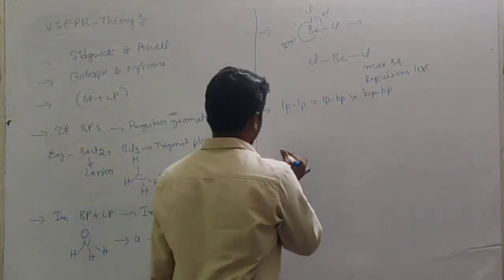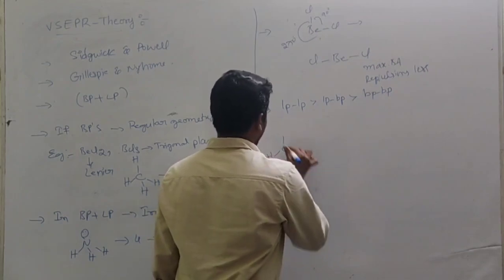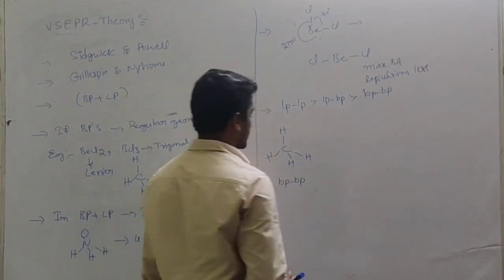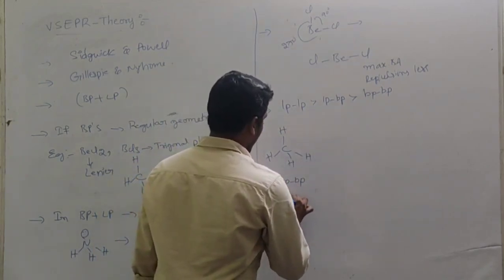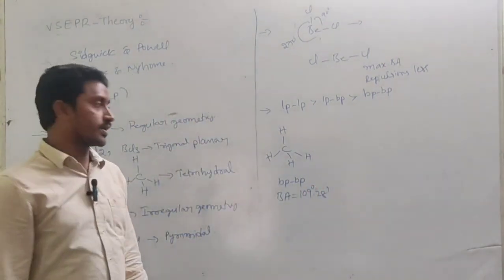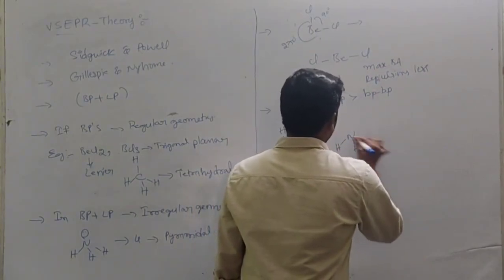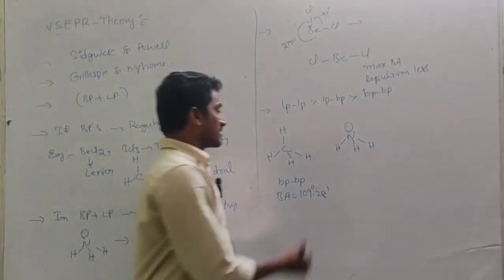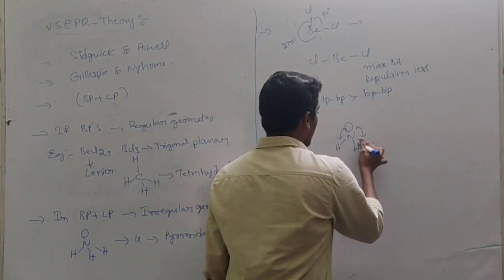For example, in methane, only bond pair electrons will be present. Here only bond pair repulsions will be present. Because of only bond pair repulsions, the bond angle is 109 degrees 28 minutes. In ammonia, there are totally 4 pairs of electrons, but one lone pair is present. Because of the lone pair, lone pair bond pair repulsion is more than the bond pair repulsions.